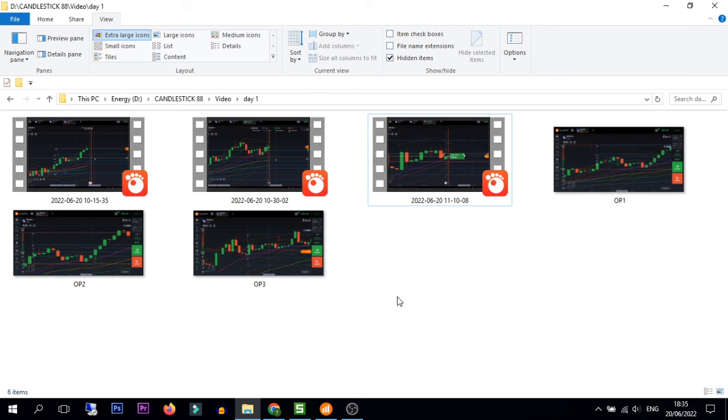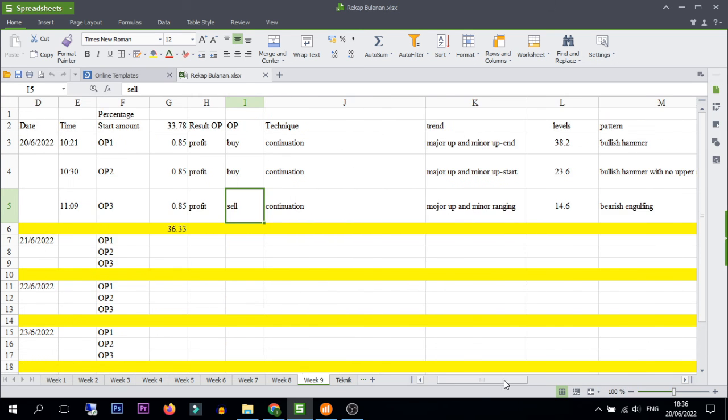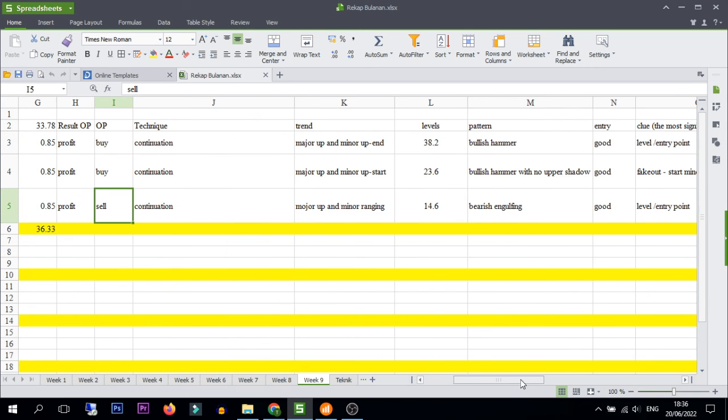So basically like that, and that is the result for today. It gained more again, into the 36.33. So this is also, I read my technique. So the technique was the continuation technique. All is a continuation technique, but this is the sell, because the candle before was bearish, so it's also named continuation.